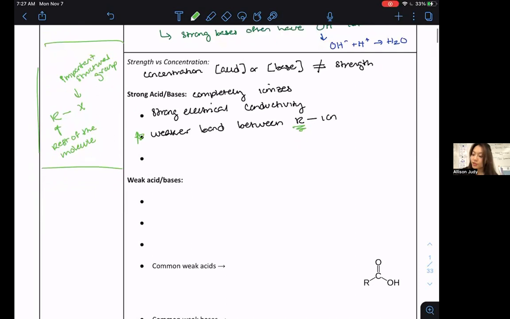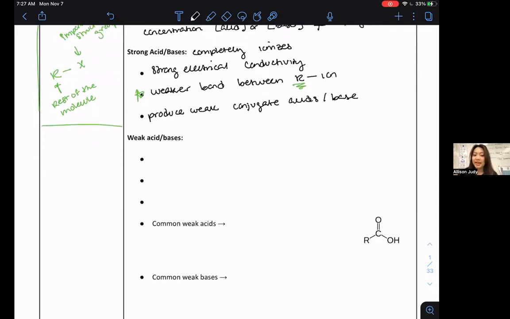We also know, characteristic-wise, that strong acids and strong bases produce weak conjugate acids and bases. So remember, a conjugate is the base of that species plus or minus a proton.